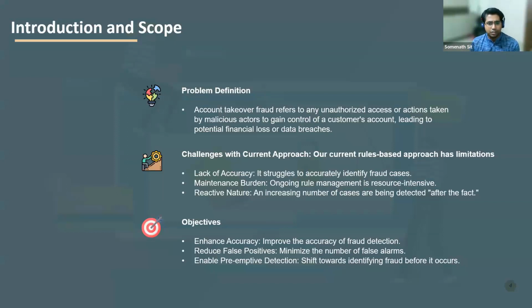So obviously their accuracy was not that good. Maintenance was very cumbersome because they have to maintain those rules. Then there were a lot of changes coming, and they have to change their rules very frequently. So the purpose of this particular project was to increase the accuracy. They were getting approximately 50, 55 percent accuracy. That's not good enough because that's just like a coin toss, right?